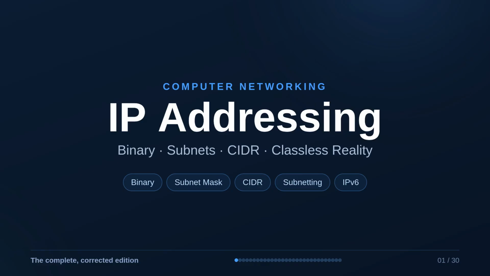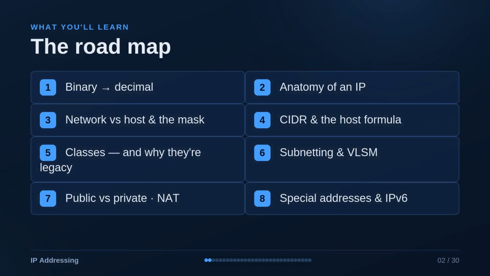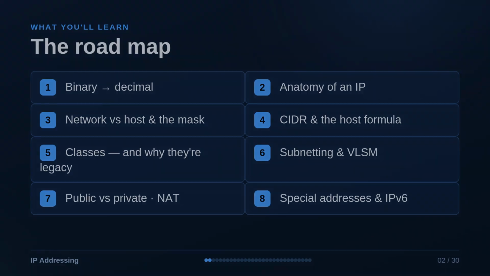Let's begin. Here's the plan. We build from binary up to a real IP address, split it into network and host, learn slash notation and the host formula, study the classes and the correction that they're now obsolete, then master subnetting and private addresses, and move to IP version 6. Each part builds on the last.